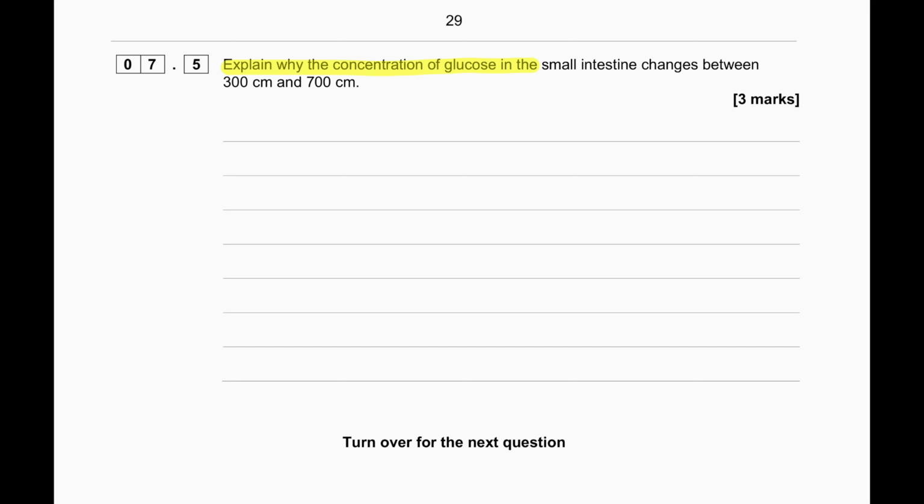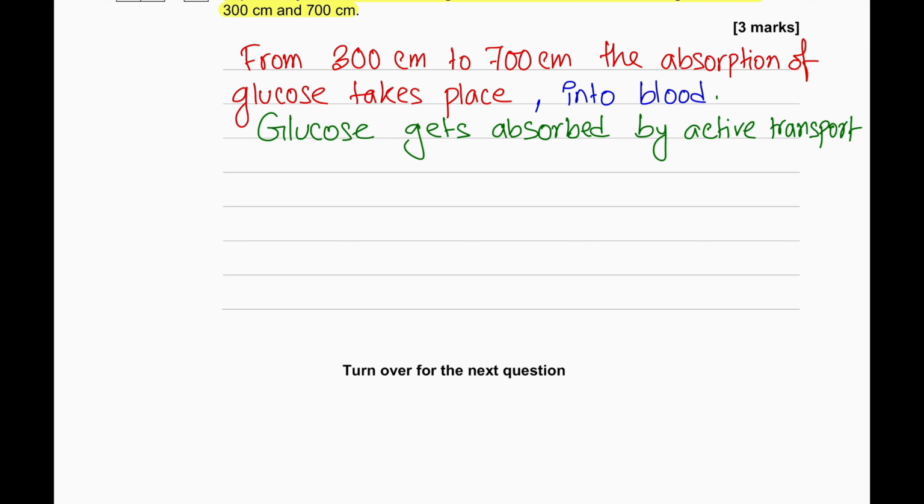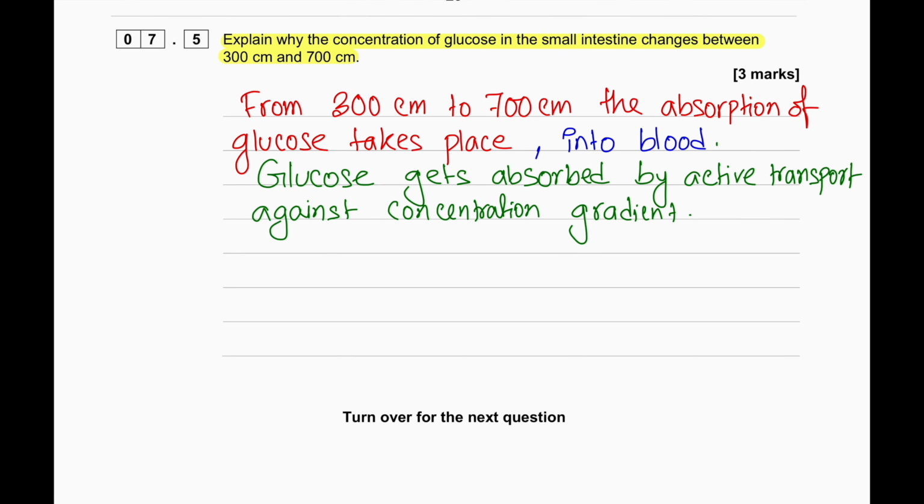Explain why the concentration of glucose in the small intestine changes between 300 centimeter and 700 centimeter. So from 300 centimeter to 700 centimeter, the absorption of glucose is occurring into the blood, and the absorption is mainly taking place by active transport against the concentration gradient, which is why the concentration of glucose goes from 500 mole per dm³ to 0 mole per dm³ within that distance.